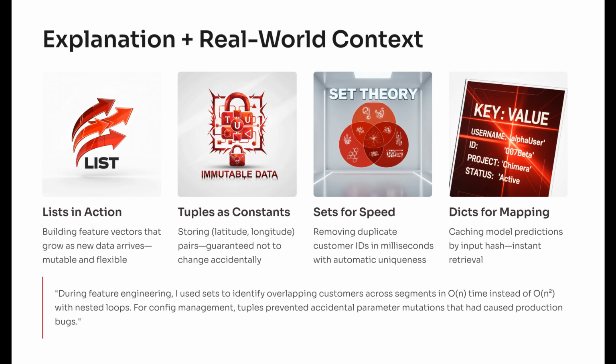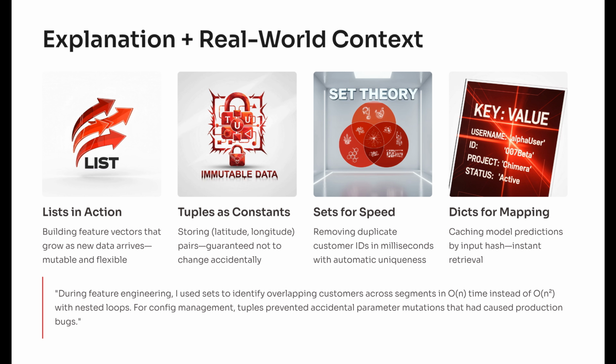Dictionaries for mapping. Dictionaries are your key value engines. They're used everywhere in machine learning. For example, caching model predictions so that identical inputs can be retrieved instantly instead of rerunning computations. They also form the backbone of JSON-like data structures you pass to APIs.